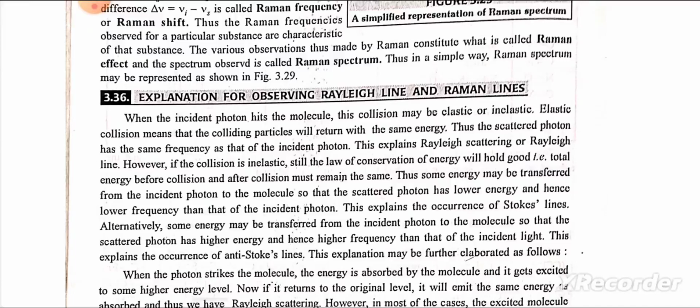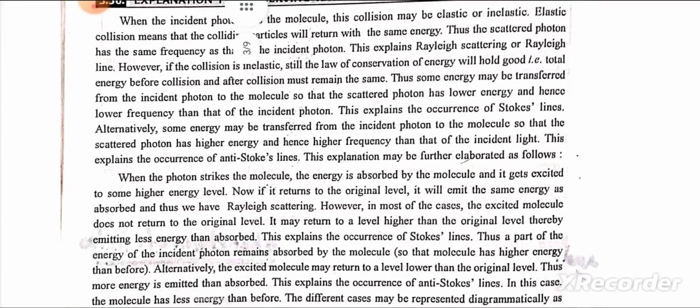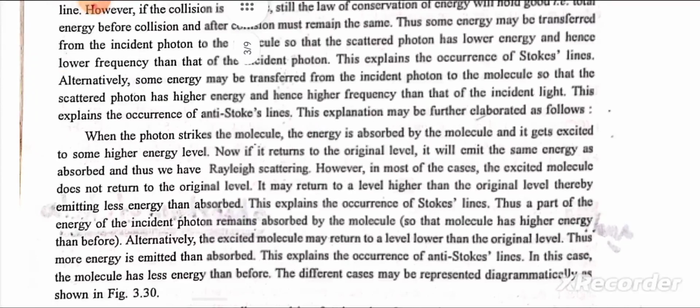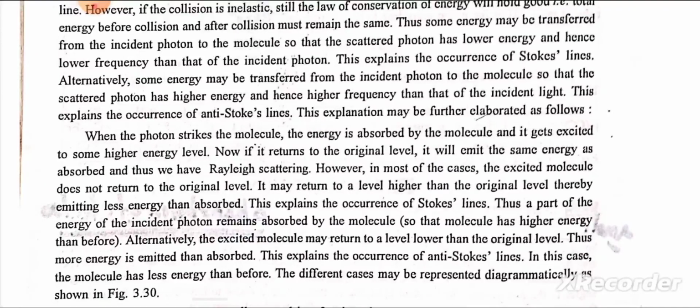This explanation may be further elaborated as follows. When the photon strikes the molecule, the energy is absorbed by the molecule and it gets excited to some higher energy level. Now, if it returns to the original level, it will emit the same energy as absorbed and thus we have Rayleigh scattering. However, in most cases, the excited molecule does not return to the original level. It may return to a level higher than the original level, thereby emitting less energy than absorbed. This explains the occurrence of Stokes lines.